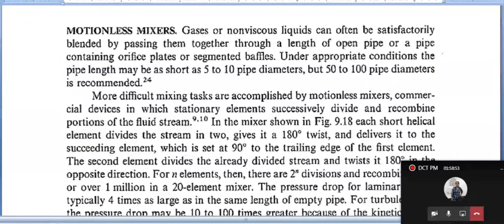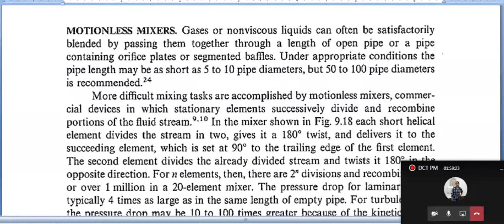Gases are, to a certain extent, non-viscous liquids. Non-viscous liquids are those liquids which exhibit a lesser amount of viscosity. Gases or non-viscous liquids can often be satisfactorily blended. They can be mixed by passing them together through a length of an open pipe or a pipe containing orifice plates and segmented baffles. Now please remember, this is a beautiful statement.